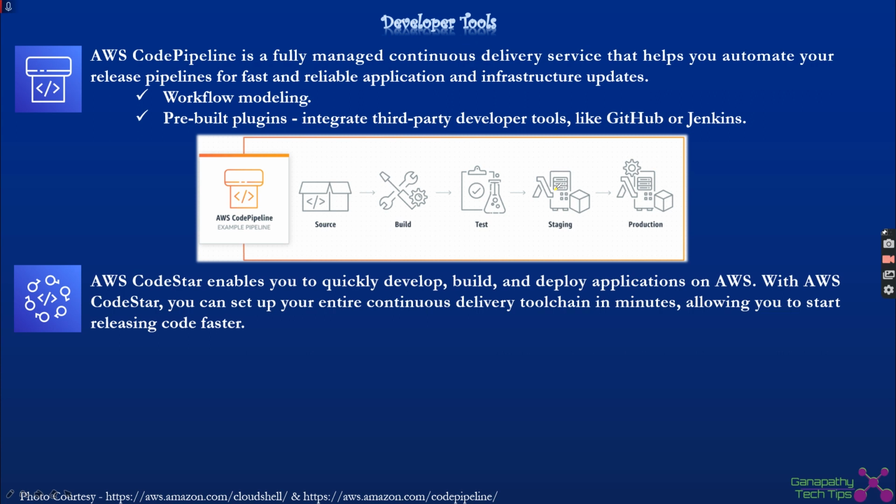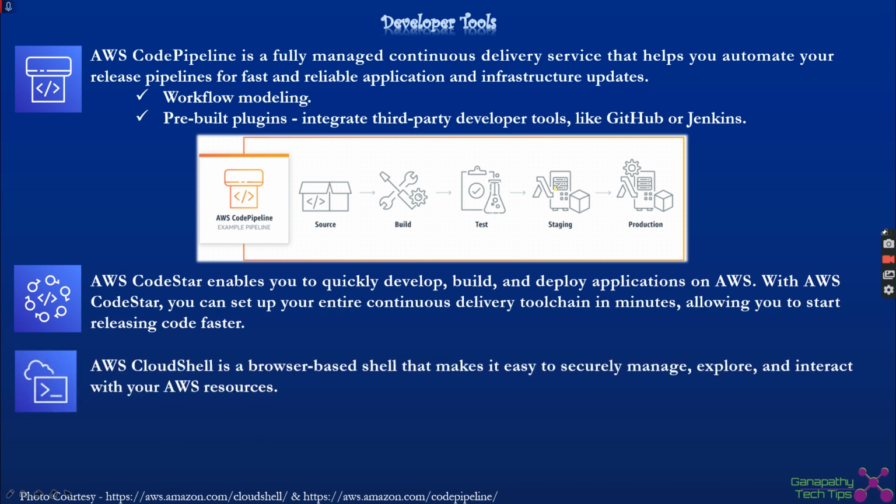So what is CodeStar? CodeStar is a holistic service. It provides a complete end-to-end solution and integrates CodePipeline as well. It provides a quick development and build environment to deploy applications on AWS. So it's a complete platform. You can set up entire CI/CD pipelines within minutes using AWS CodeStar, which is, in other terms, a combination of all the services.